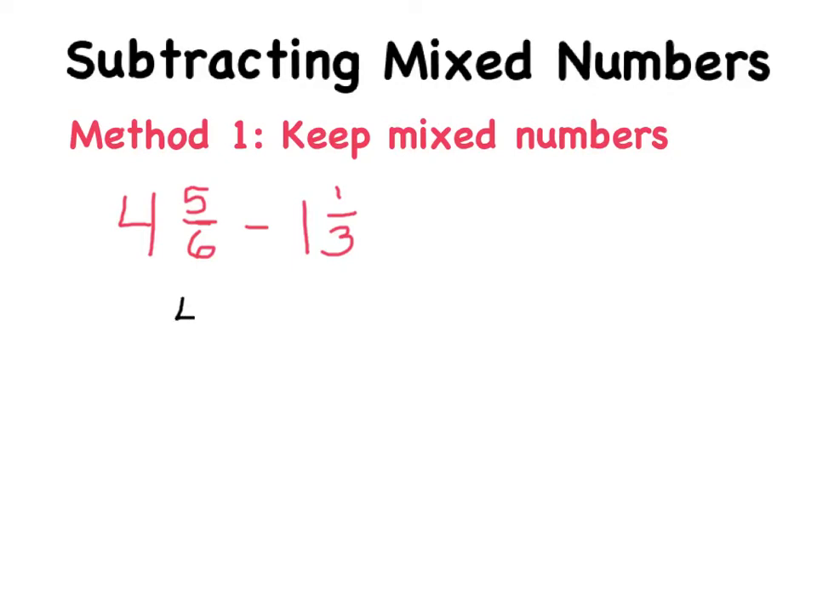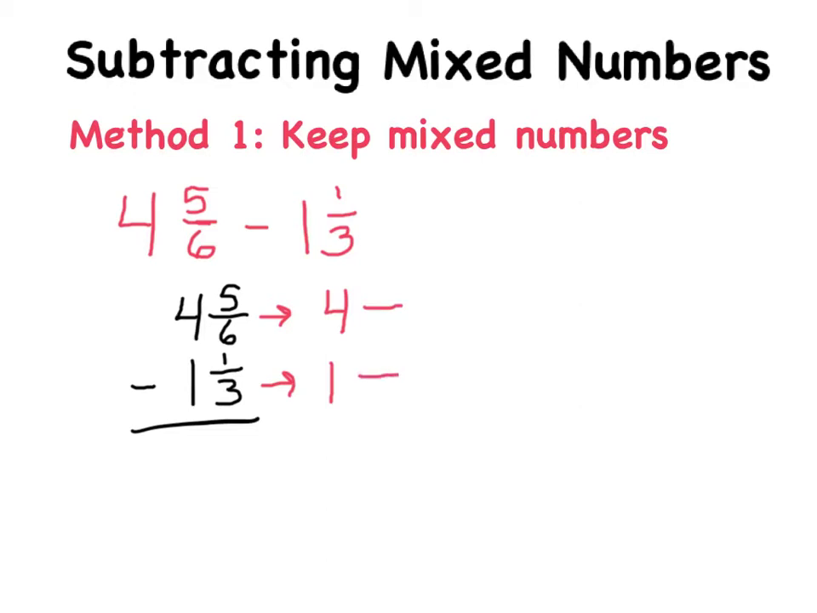Much like addition, I'm going to choose to write this vertically, so I can work across the screen. It's a little bit simpler for me, and it may be so for you. So our first step is to change these so they have the same denominator. We're going to keep the wholes the same, so that's the 4 and the 1, but the fraction 5/6 and the fraction 1/3 both need to have the same denominator.